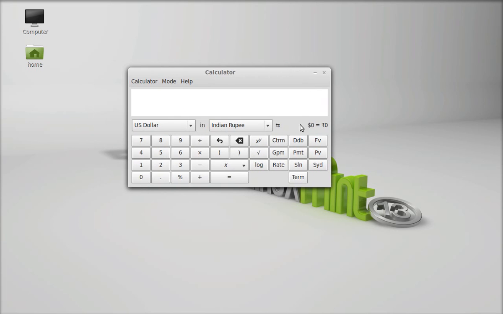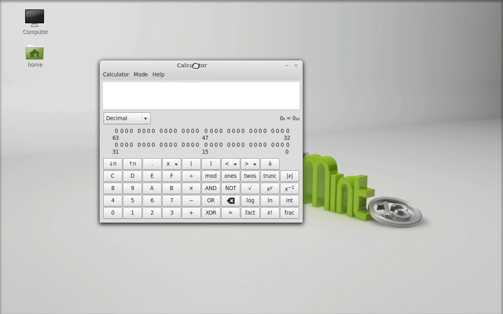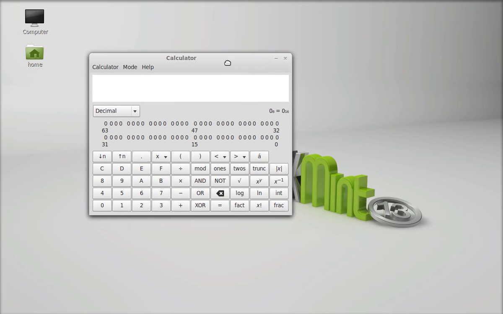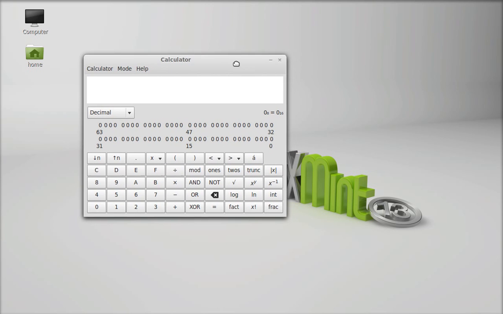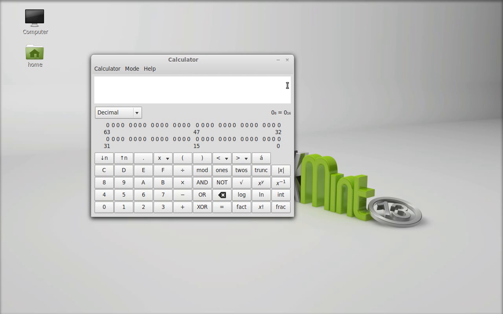So you can get the currency converter, interest rate calculation, everything here. And the last mode of this calculator is programming, where you can do all your boolean operations and check whether all boolean conditions are met. So this calculator is quite good, the Gcalctool.